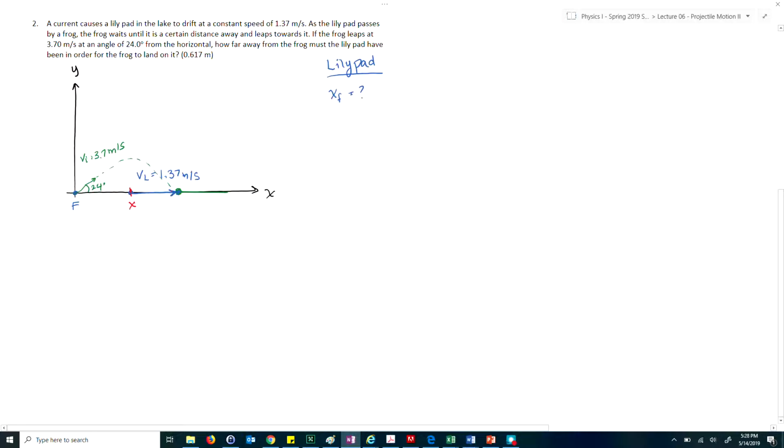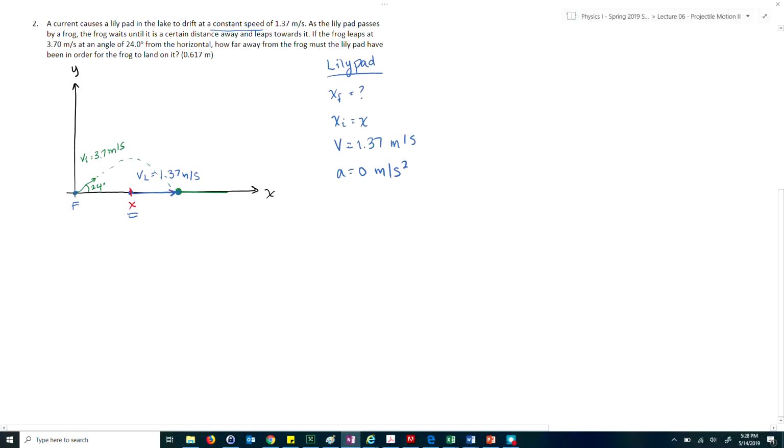Well, what do we know about the lily pad? We know its initial x position, which we called x over here. So that's its initial position. We know the velocity of the lily pad is equal to 1.37 meters per second. And we know that it's drifting at a constant speed, which means it is not accelerating. So its acceleration is 0 meters per second squared.